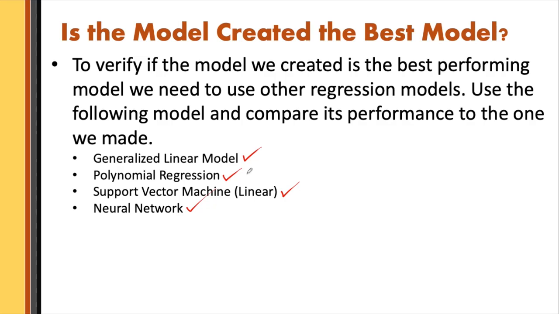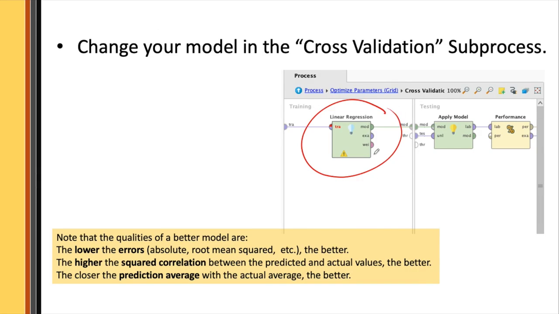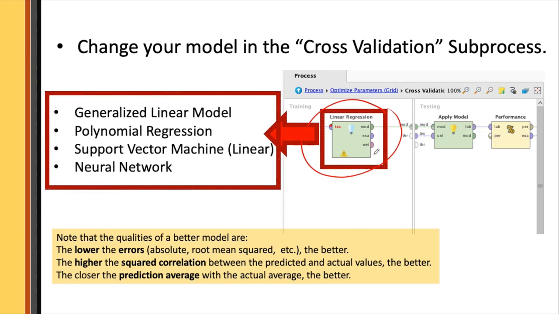All you have to do to perform that is change this operator under the training canvas in the cross-validation subprocess. So you're going to change that to general linear model, then take a look at the performance of the validation dataset, and then try using polynomial regression, and then take a look at the criteria, then take a look at the performance again of the validation dataset, and then use support vector machine, then again take a look at the performance of its validation dataset, and then the neural network.